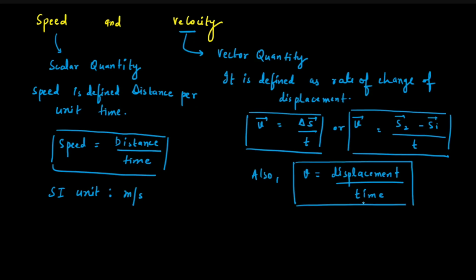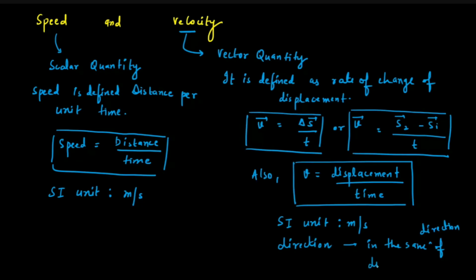As a vector quantity, again the SI unit will be the same, that is meters per second. But here it must have some direction. The direction is supposed to be in the same direction as the displacement. This is how we should say this.